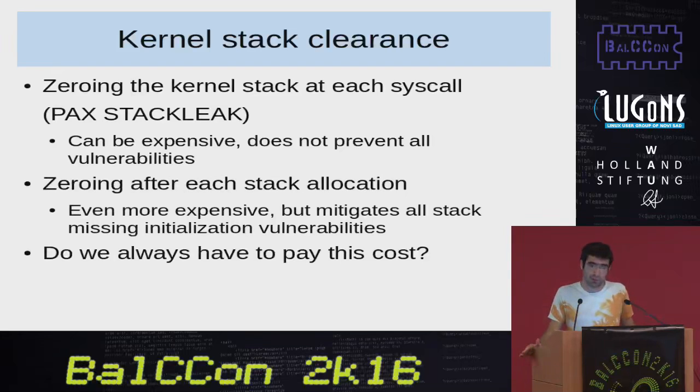So better would be zeroing after each stack allocation. The reason is that in the previous example that I gave, when function B is called, I didn't even return from the syscall yet, so I can still leak the data, and I will leak the data. But if we zero at each stack allocation, then we're not leaking that data. So it's even more expensive, but at least it's mitigating even more vulnerabilities. So it's actually quite interesting for our split kernel use case here. And that's why I'm asking here, do we always have to pay this cost?